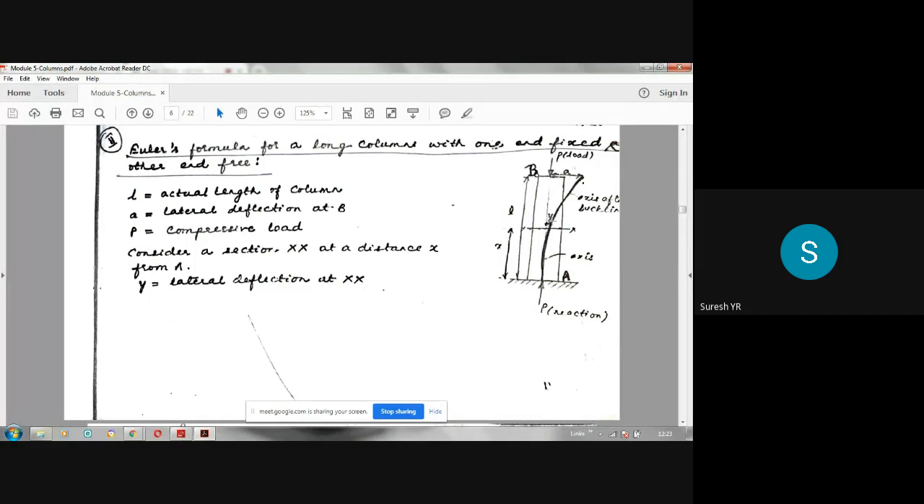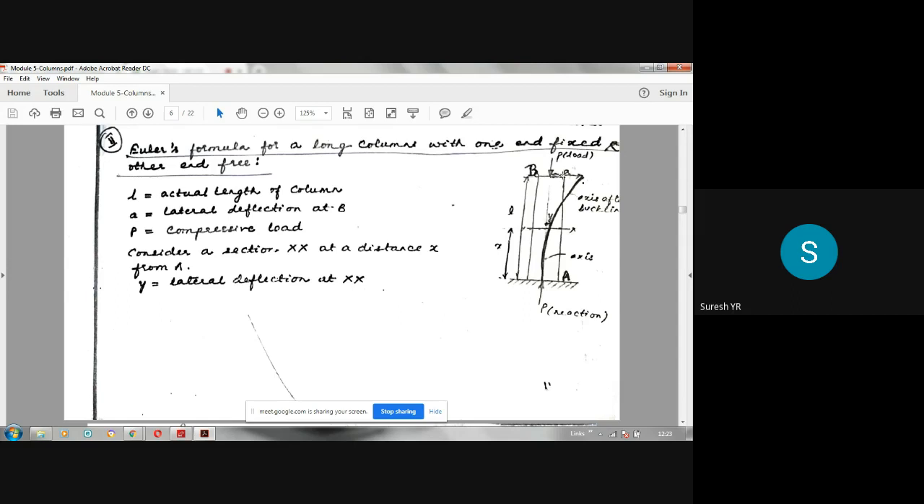So this is y. From here to here it is y. Total is A here. At the free end, deflection is A. So that difference, A minus y, we have to multiply by P. So this P is transferred over here. Please take that P here. Initially P will be acting here. Once the buckling starts, P will go here.